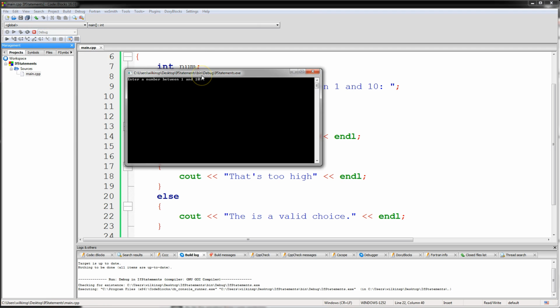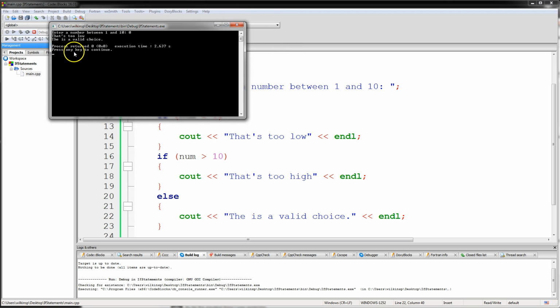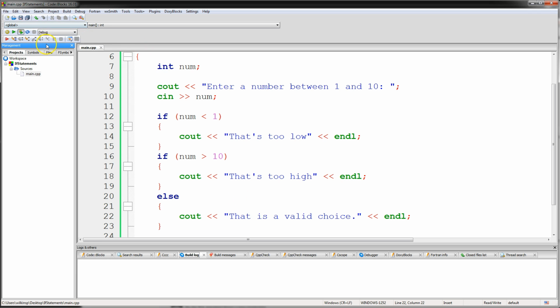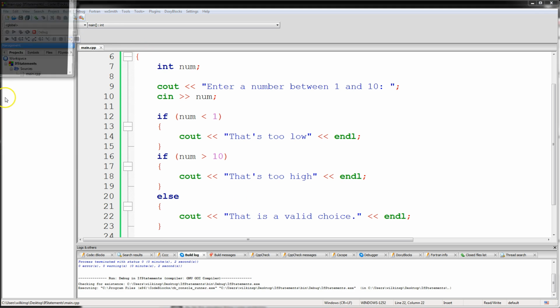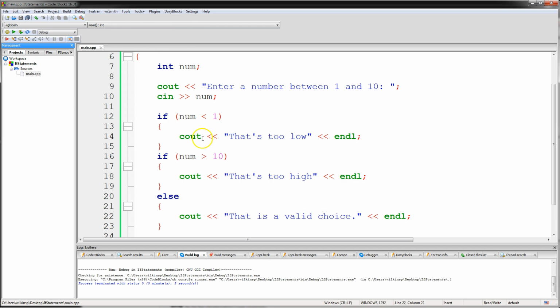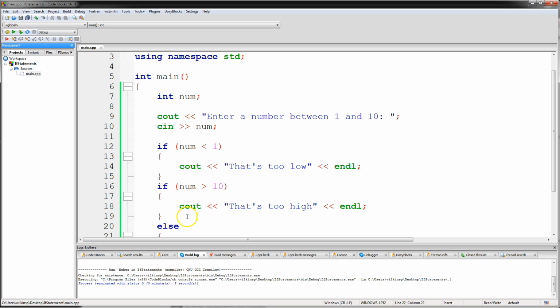So I could say, okay, well, let's try 0. It says, for 0, that's too low, that's a valid choice. And if I put in 12, then it says that's too high. But so we've got this weird thing going on with 0 where it says both that's too low and that is a valid choice. And that has to do with how else works.